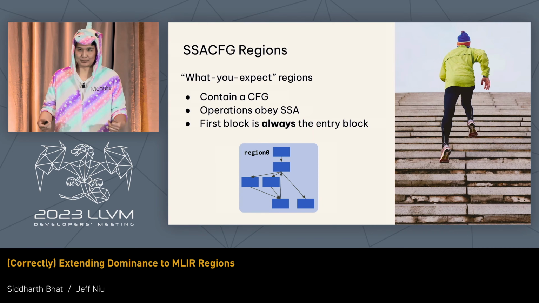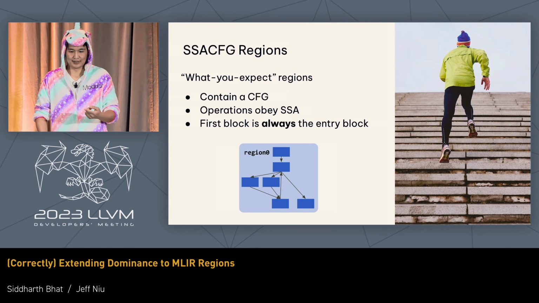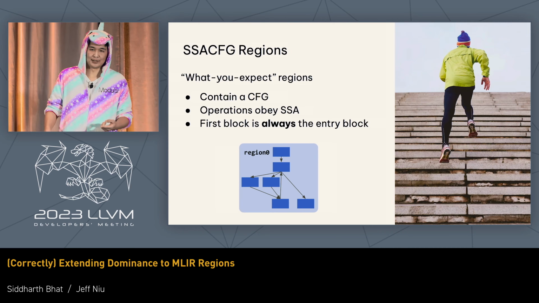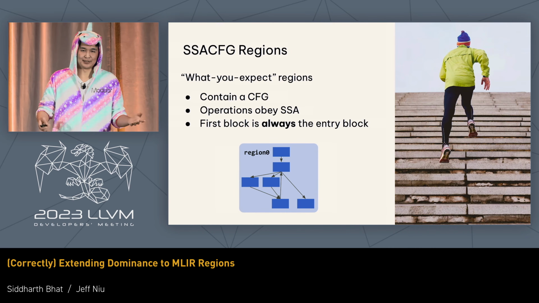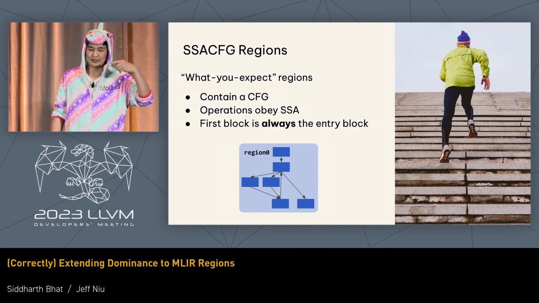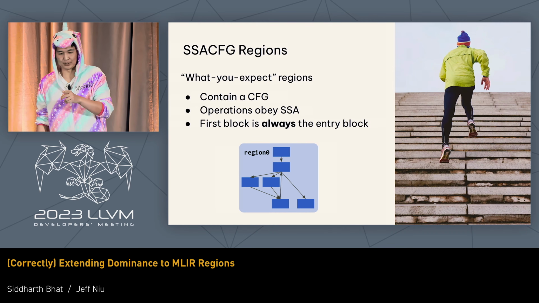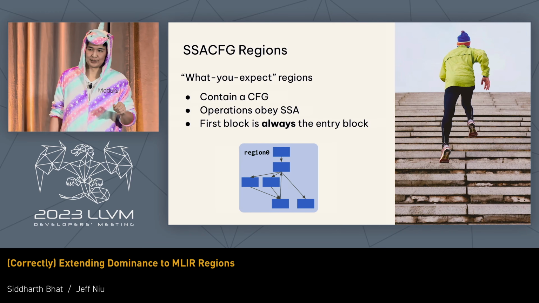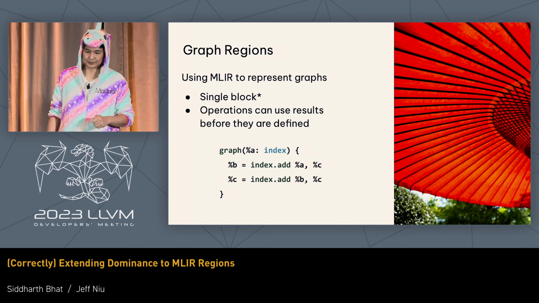So an SSA CFG region is what you expect. The region contains a control flow graph, and the operations in that control flow graph obey SSA. What that basically means is you can't use the result of an operation before that operation has been executed in the block. The other important property is that the first block in a region is always the entry block of the CFG. So CFGs always have an entry block.